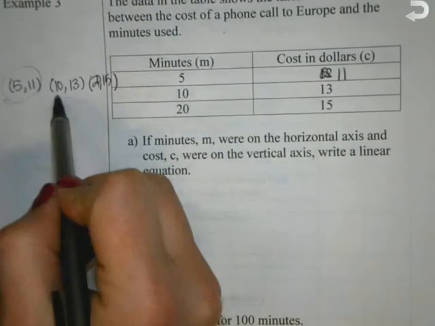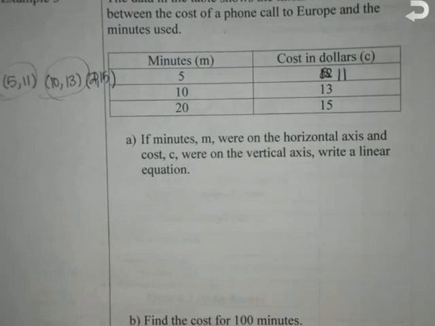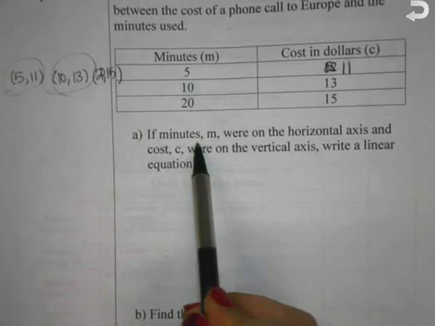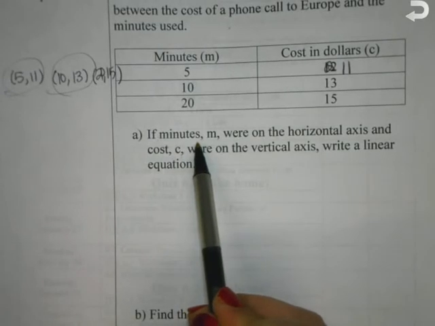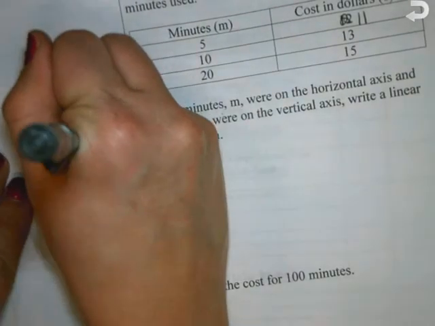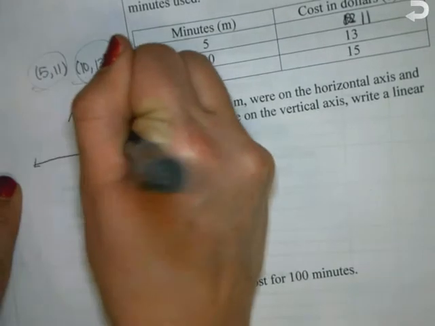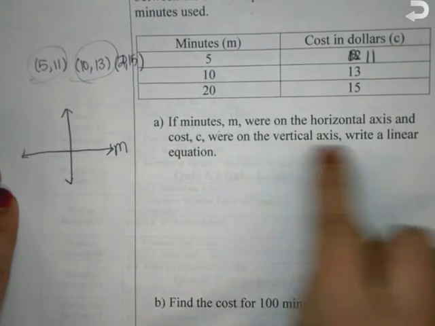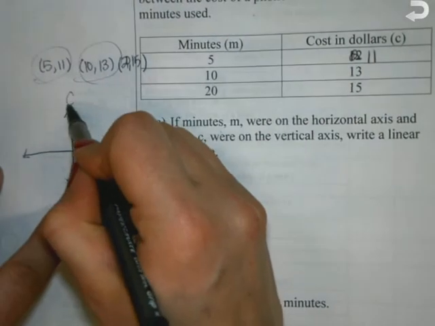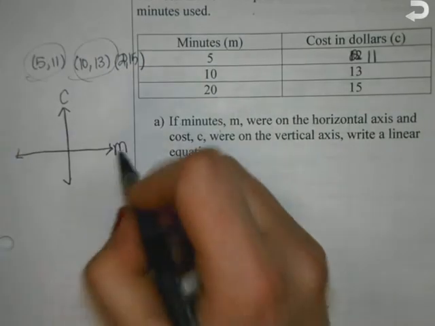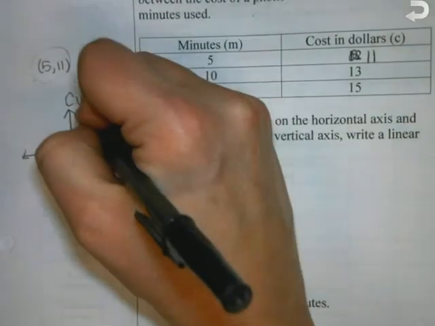Okay, so we are saying, guys, listen to this because we need to be able to decide which ones are X's and which ones are Y's. If minutes M were on the horizontal axis, is horizontal going up and down or side to side? So this is M, right? And cost C were the vertical, so that's up and down? So what is X here, M or C? M, right? This is the x-axis. C is Y. So our M should all come first, just like we did right here. And our C should all come second, just like we already did.